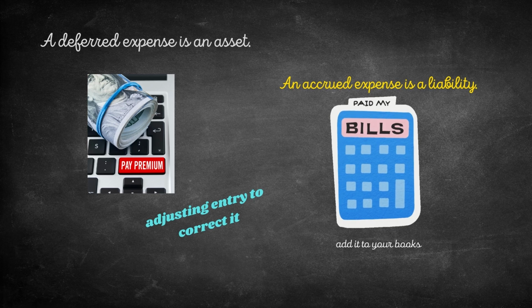Now, the same idea holds true for expenses. If you pay an expense in advance, like insurance, where you may pay an annual premium that expires, meaning is used up monthly, you have a deferred expense. A deferred expense is an asset. If you have expenses that you haven't recorded yet, say a bill from your attorney, you have to accrue that expense or add it to your books. An accrued expense is a liability.